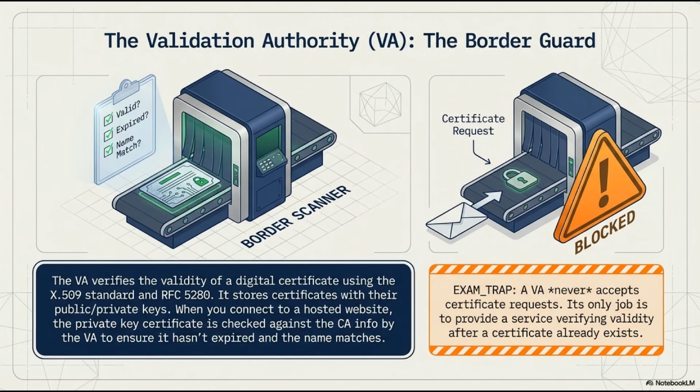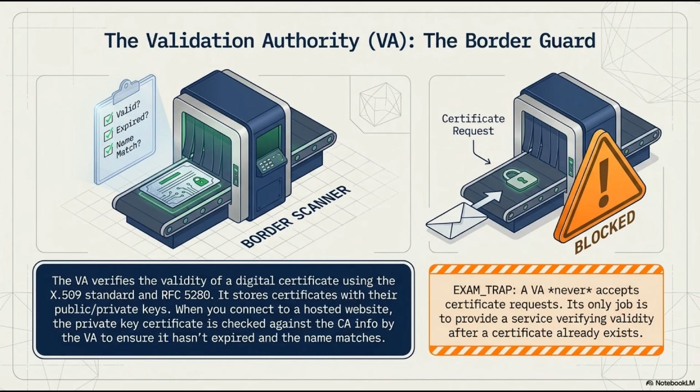into the address bar. Okay, and the slide also has this visual of a blocked conveyor belt, which is warning us about another exam trap. A validation authority never accepts initial certificate requests. Its sole purpose is providing a service that verifies validity after a certificate already exists.